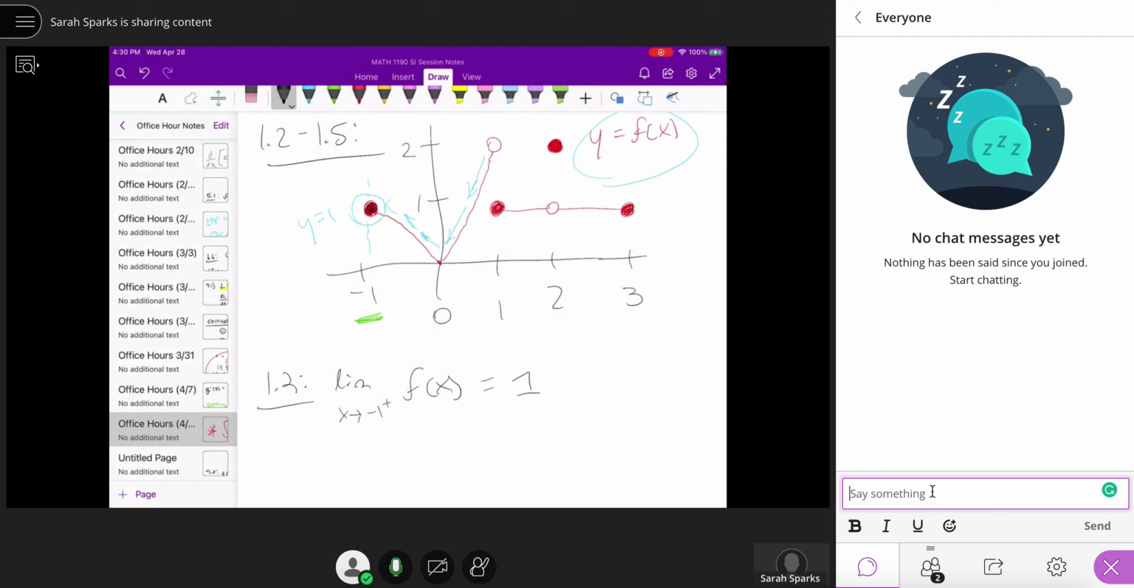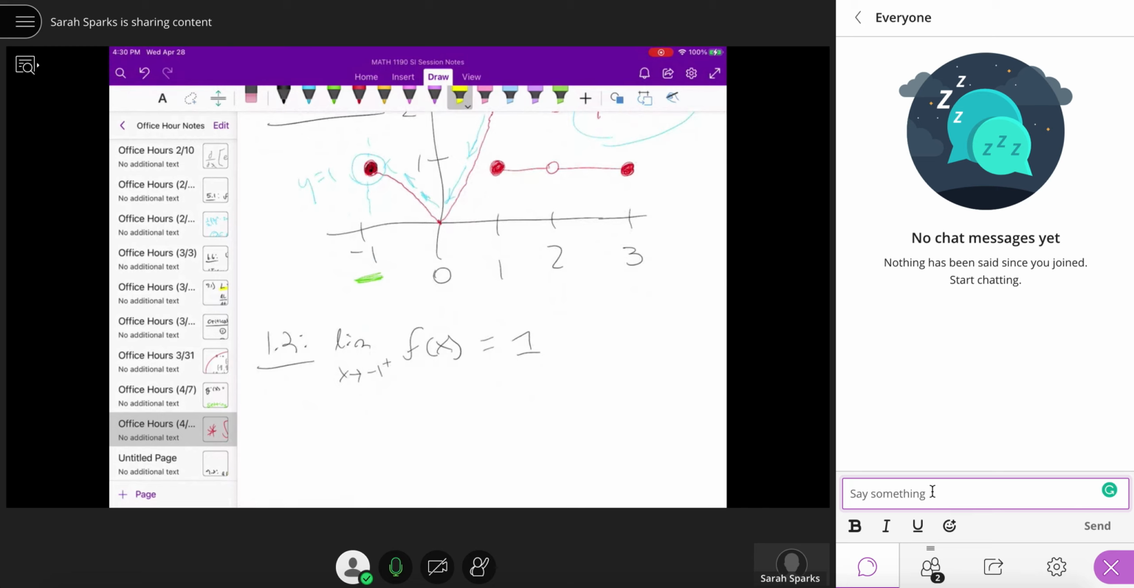Or was there a specific one? I'm sorry, I didn't even ask. Is there a specific one for 1.2, 1.3, 1.4, 1.5? Or is it just all of them are confusing? I understand the 1.5, but the 1.2, 1.3, 1.4, I was confused on the plus and the negatives. That's why.